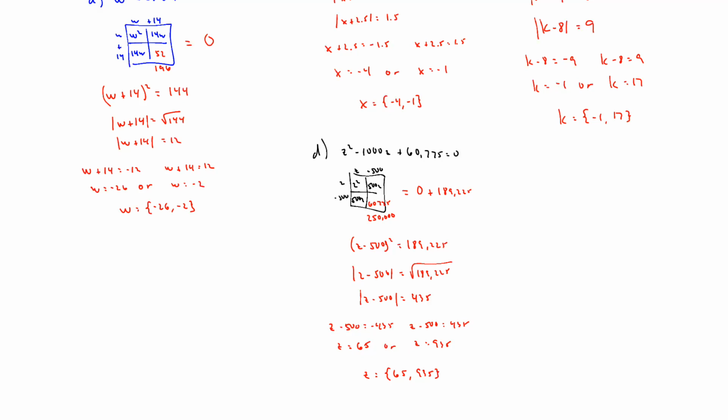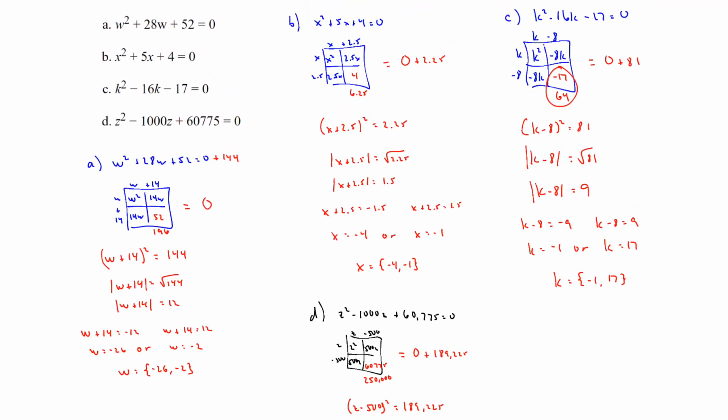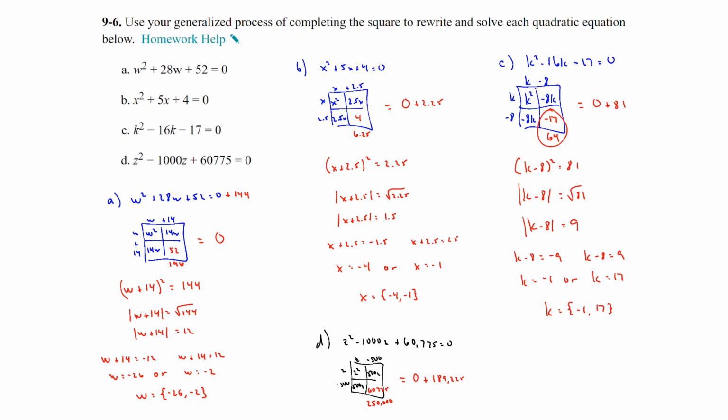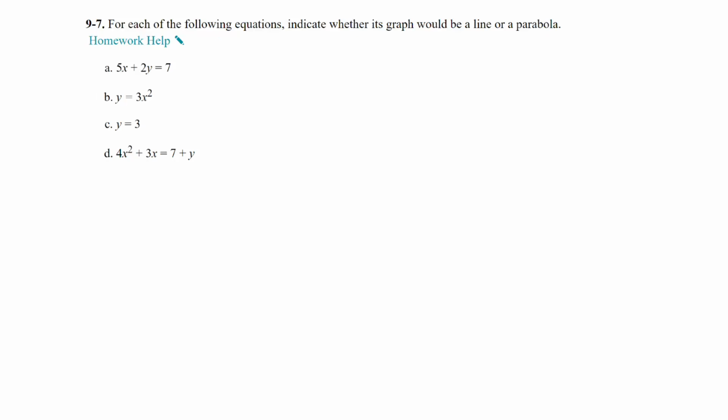So that's how you're able to solve quadratic equations by completing the square. All right, moving on to question number 7. For each of the following equations, indicate whether its graph would be a line or a parabola. So when we're looking at this, we're just identifying what it could be.